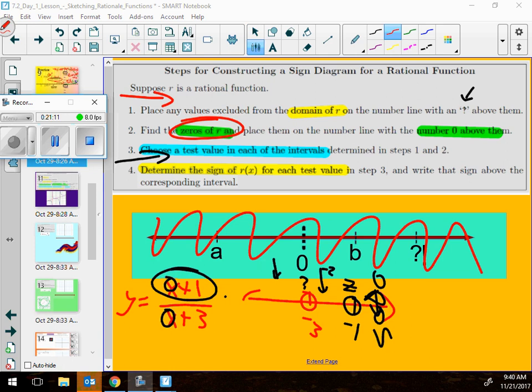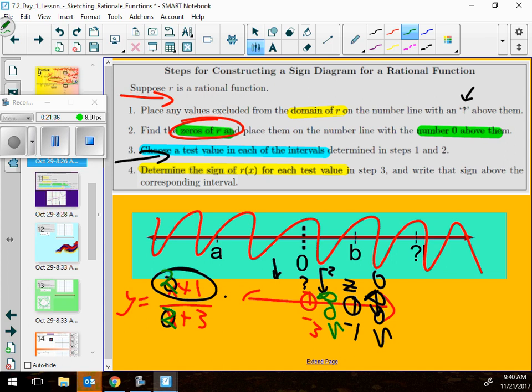Okay, that doesn't take too long, so hopefully you're done. You stick a 2 in this function, and what happens? I get 2 plus 1 is 3 over 3 plus 2 is 5, 3/5. All that matters is, was it positive or negative? It was positive. Raise your hand if you knew that interval was positive.